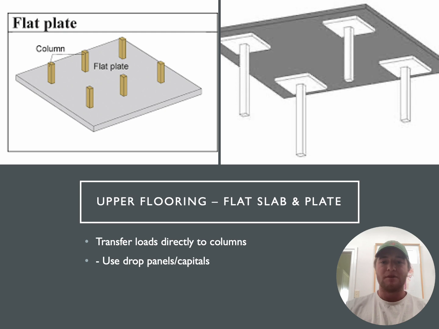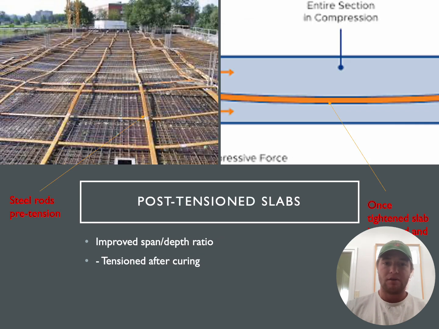Upper floor slabs are typically flat slabs or flat plates. Flat slabs use drop panels and column capitals to reduce punching shear, while flat plates transfer loads directly to columns. These systems are efficient and reduce formwork complexity. They're widely used in commercial towers and residential high-rises.